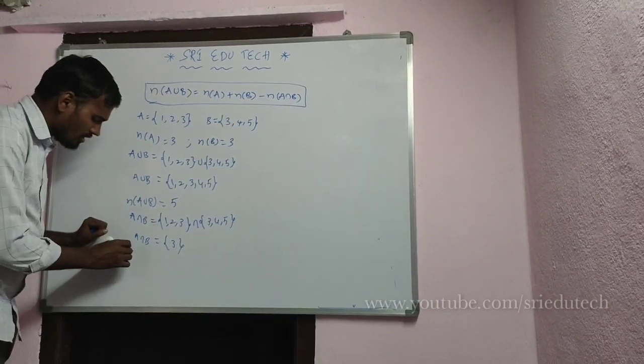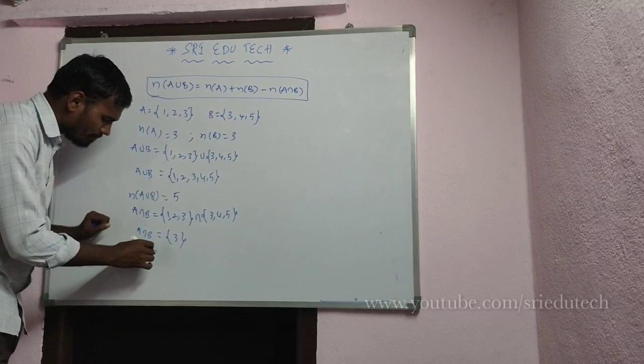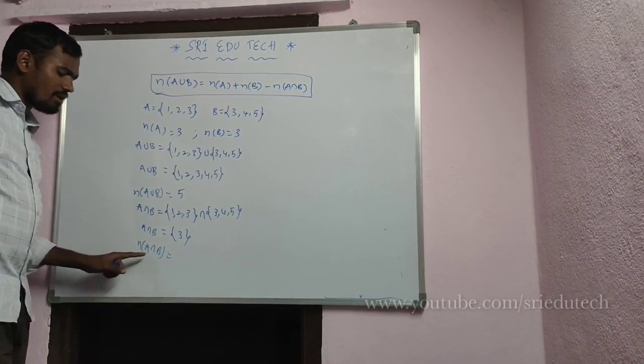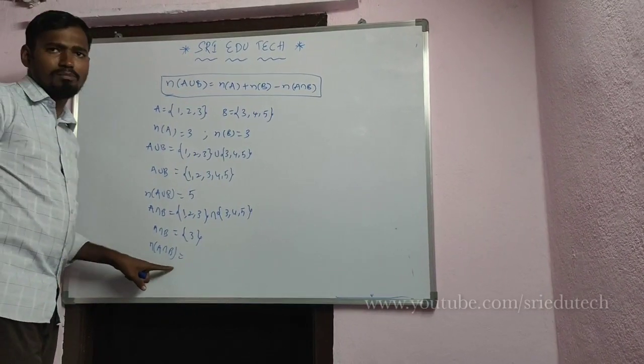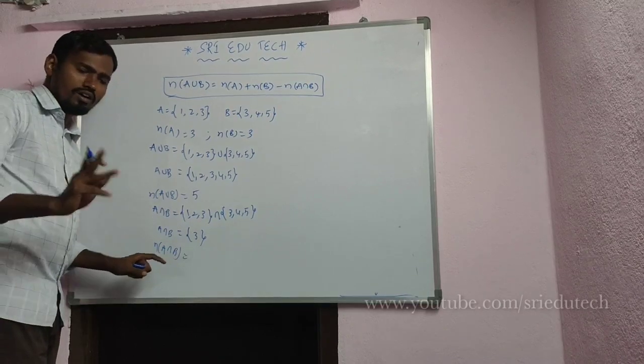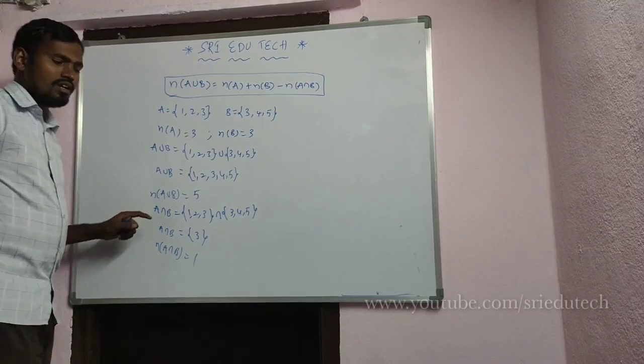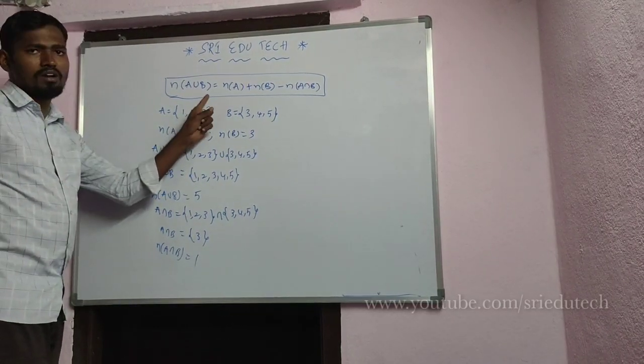Now, N of A intersection B. N of A intersection B means number of elements in A intersection B. How many of them? Only 1. Then write 1. Now substitute these values in this formula.